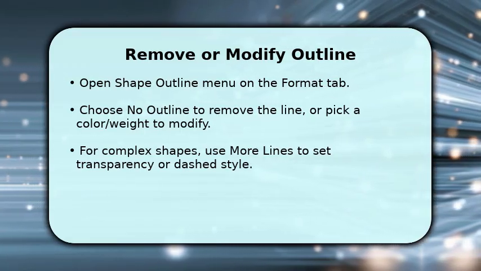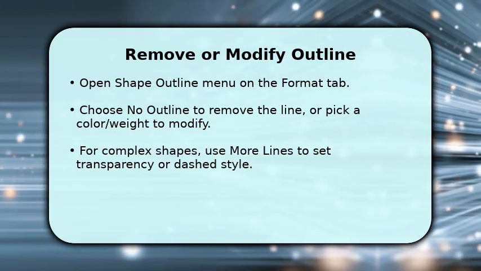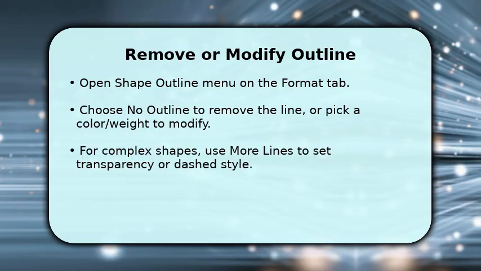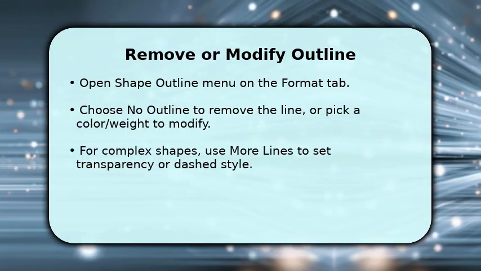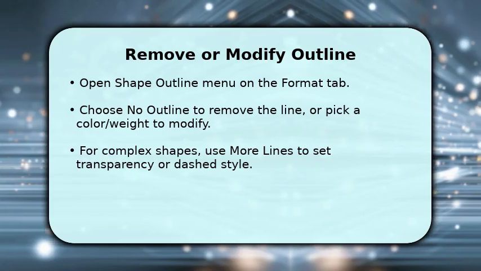For advanced control, click More Lines to open the Format Shape pane, then adjust line color, transparency, and width. Increasing transparency toward 100% effectively hides the border while leaving the text box functional.